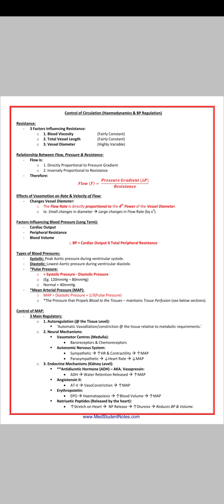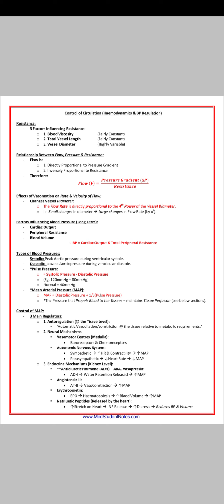So diastolic pressure is the low aortic pressure during ventricular diastole. So what happens in low aortic pressure? The ventricle is relaxed and filled. In ventricular systole, myocardial contraction occurs, and in diastole, myocardial relaxation occurs.